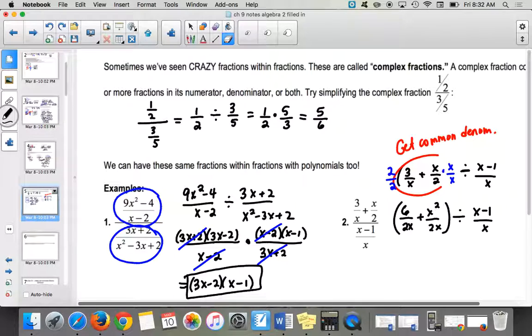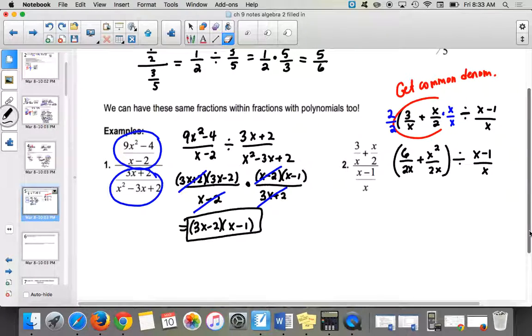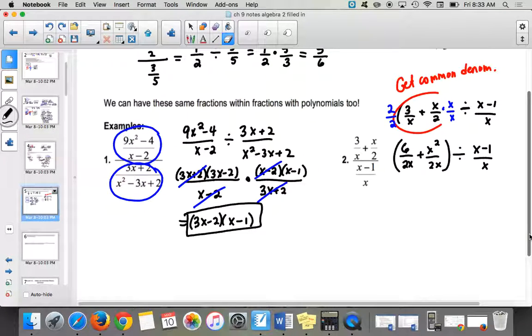So now that we have common denominators, who can tell me, what do you think this is? 6 over 2x plus x squared over 2x. Yeah, 6 plus the x squared all over 2x. Not 4x, 2x, right? So keep those denominators the same. So we have 6 plus x squared all over 2x, right? Common denominators. Right? And then we do times, and we flip the second fraction. So I'm going to do x over x minus 1.